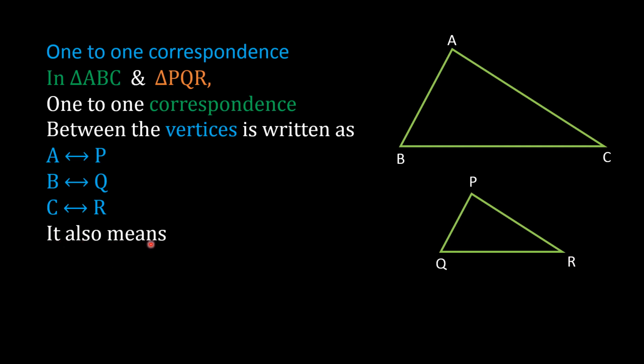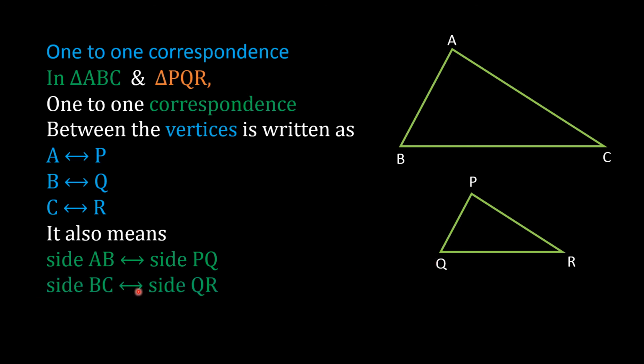It also means that side AB corresponds to side PQ, side BC corresponds to side QR, and side CA corresponds to side RP. Now we will understand what are similar triangles.